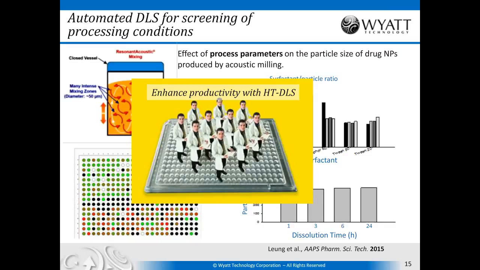So really, the DynaPro DLS plate reader is an optimal productivity enhancer, because you can set up all these different things, walk away, do the temperature ramps, run many, many different measurements, come back later on and have it all set up for you on the heat map.